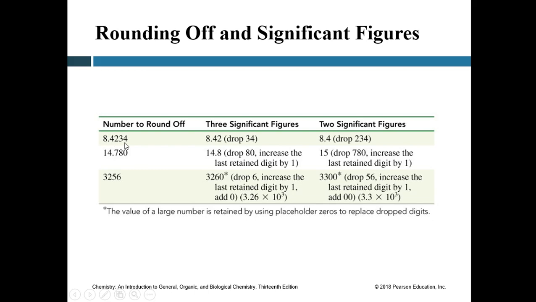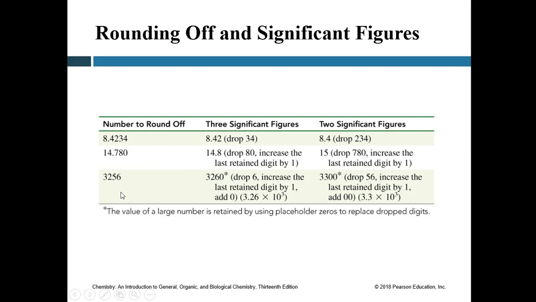Or if we were to do it to 2 significant figures, 8.4, we look at the 2, which is obviously less than 5, so we do not round up. We just go 8.4 and drop the 2 and anything following it. Now on the 14.780, 3 significant digits would be 14.7. We look here at the 8. Yes, we need to round up, so we go 14.8. If it were just 2 significant digits, 1, 2, we look at the 7. We need to round up, so it's going to be 15.